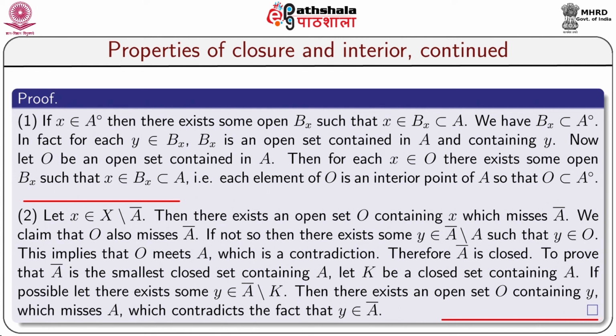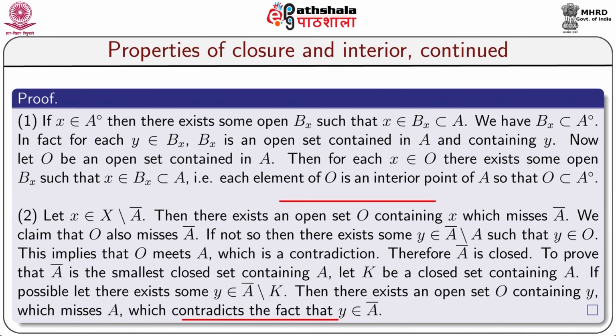Let x be in the complement of A closure. That means x is not a limit point of A. Then there exists some open set O containing x which misses A closure. We claim that O also misses A. If not so, then there exists some y belonging to A bar minus A such that y belongs to O. This implies that O meets A, which is a contradiction. Therefore, A bar is closed.